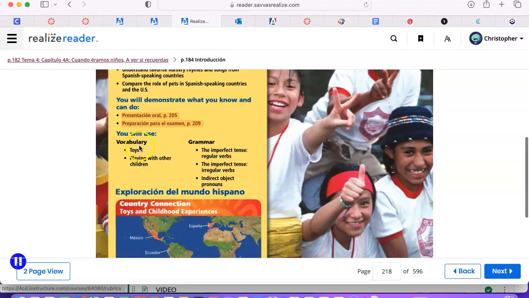Vocabulary-wise, toys, of course, and the verbs that we associate with playing. The grammar is what's called the imperfect tense, or the continuous past. We're going to look at the regular and irregular forms in the imperfect, and then indirect object pronouns. Last chapter we talked about direct object pronouns: lo, la, los, and las. We'll have a mini lesson on indirect object pronouns. So let's take a look at the video.